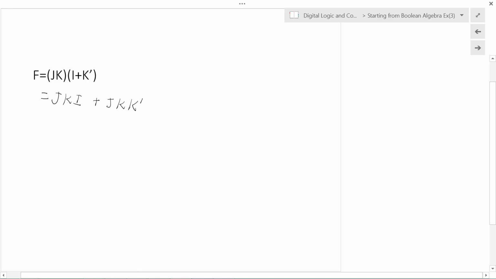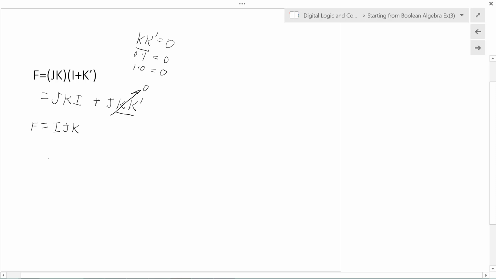Now, when k is ANDed with k prime as shown here, we can say that k and k prime equals 0. Now, why is this the case? If k is 0, k prime is 1, and 0 ANDed with 1 is 0. If k equals 1, k prime equals 0, and 1 ANDed with 0 is always 0, so we know that k and k prime is equal to 0. This drops. 0 ORed with a variable is equal to that variable. So we can say that this is I, j, k ORed with zeros, so we can drop that. So we have our final equation, f equals I, j, k.